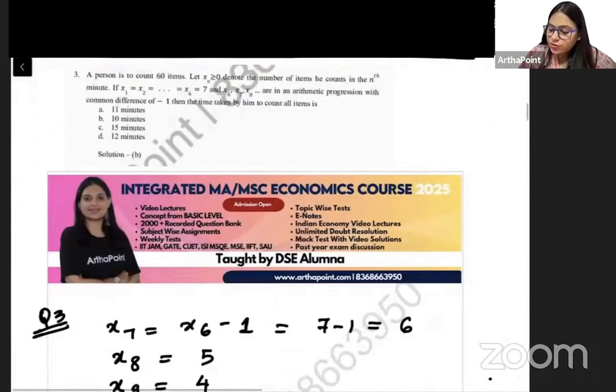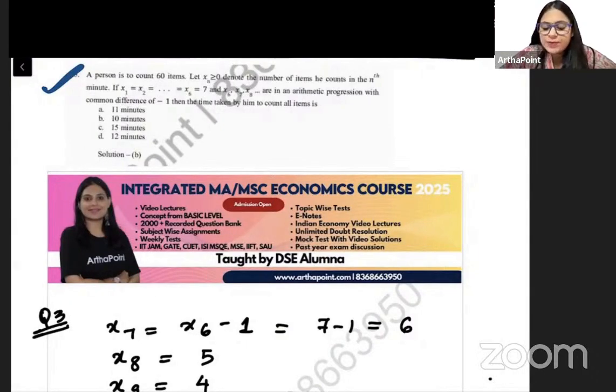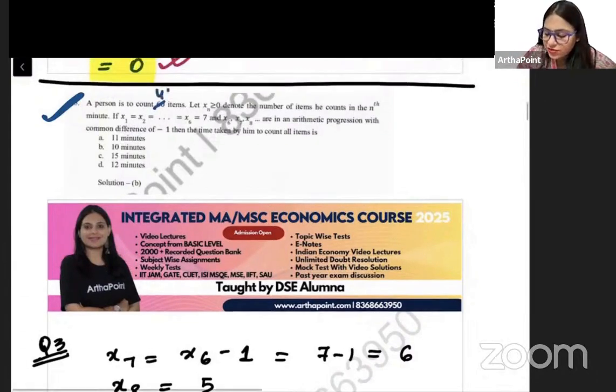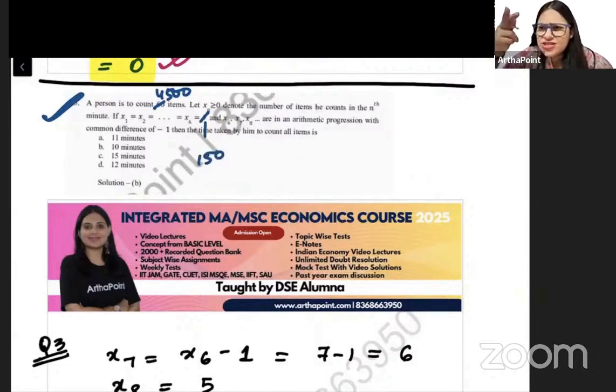Okay. Now look at the third question, beta. Very good question. Read it out. A very similar question has been asked in the IIT JEE paper. In that, instead of 60, the question had 4500, and instead of 7, here it was 150. They have just manipulated the question a bit and given you exactly the same question of IIT JEE. That is why I am focusing again and again on you revising the class 12th level.